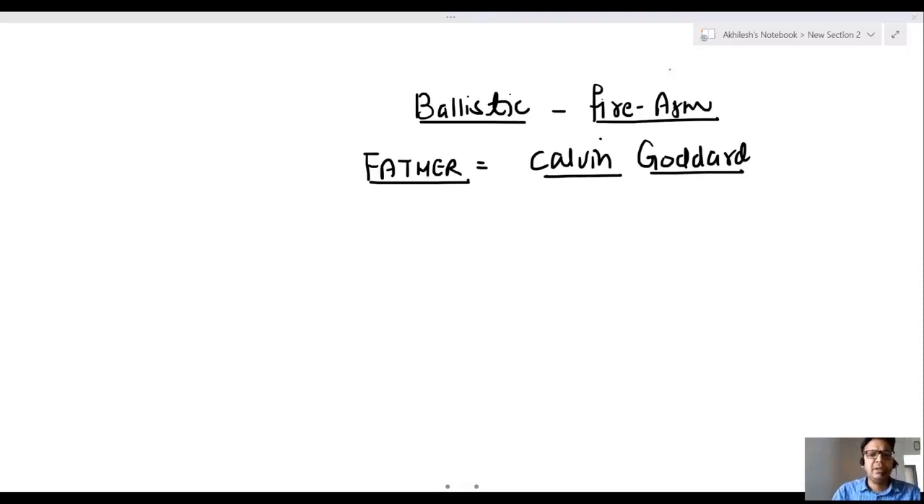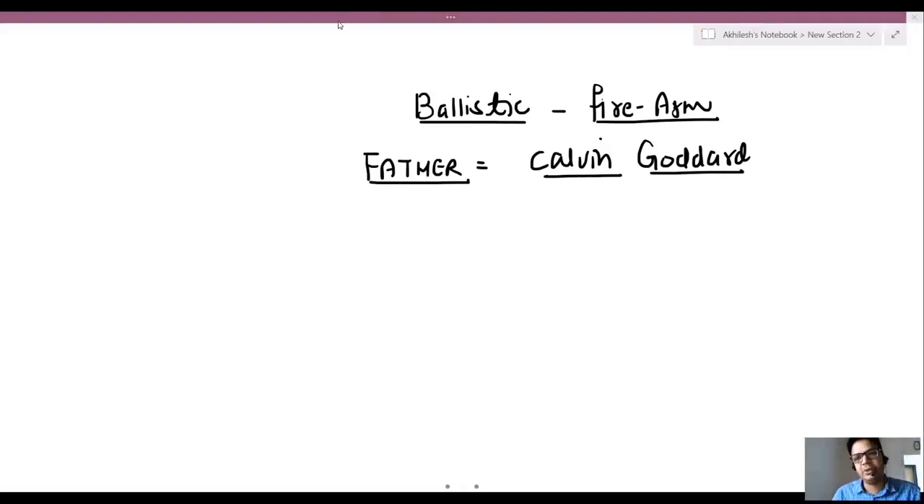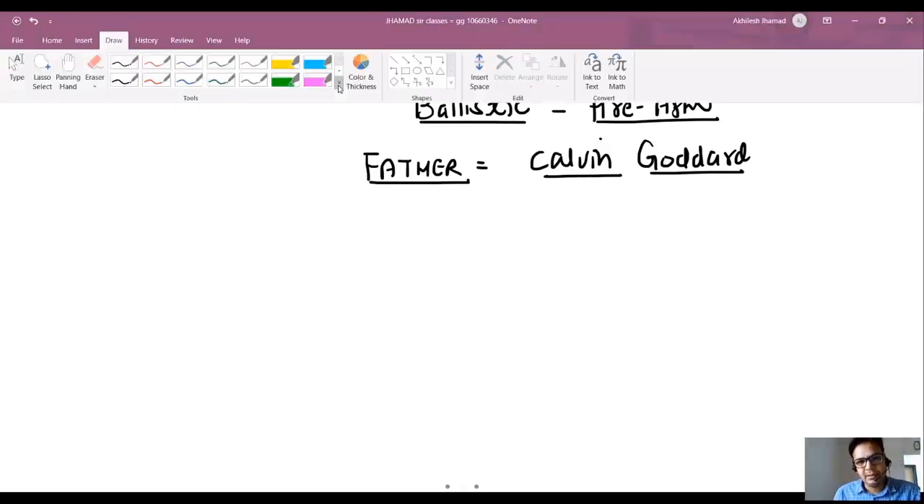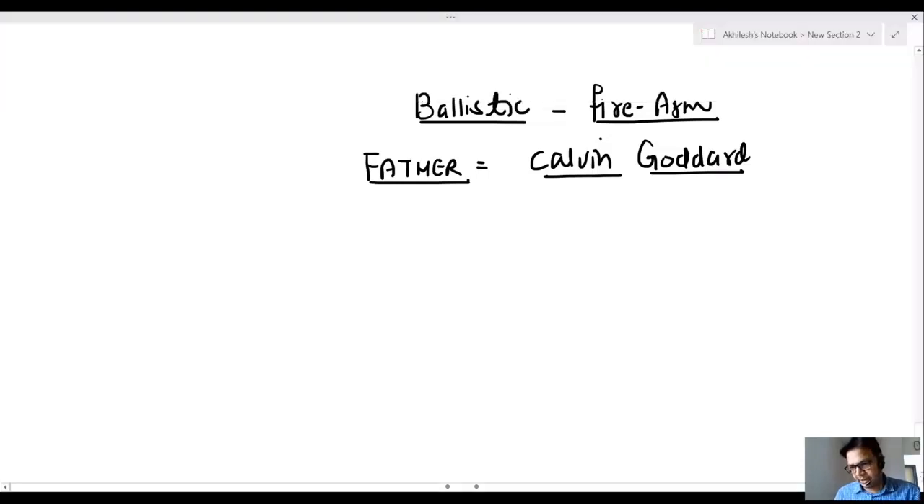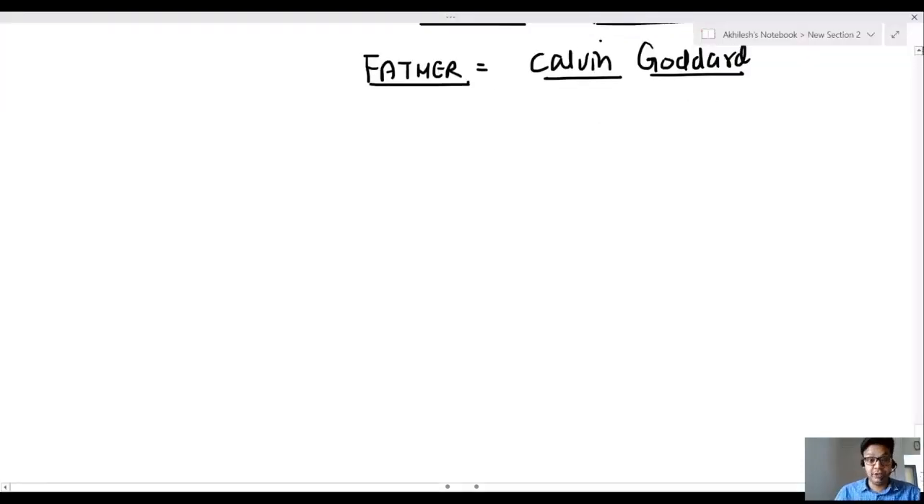Lung can also be injured, but if you are fully immersed, then lung will not be injured. Lung is injured when air is in contact. Lung can be involved in both, but most common is intestine if it is fully inside the water. Father of ballistic is Calvin Goddard.